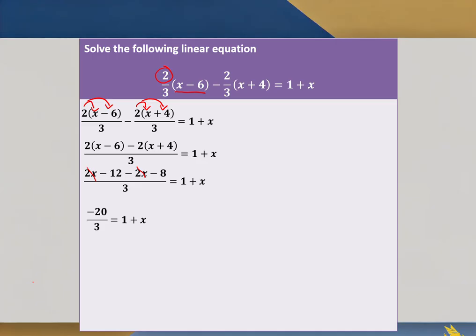I'm going to get x by itself, so I will take 1. We know negative 1 is the same as negative 3 over 3. So that tells me it will be negative 20, take away 3, is negative 23.